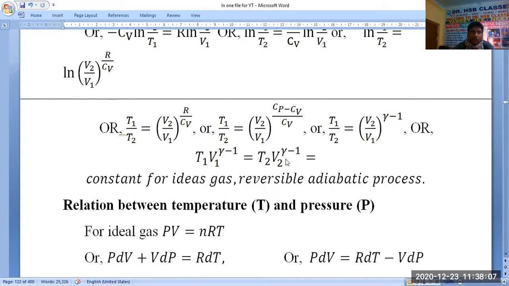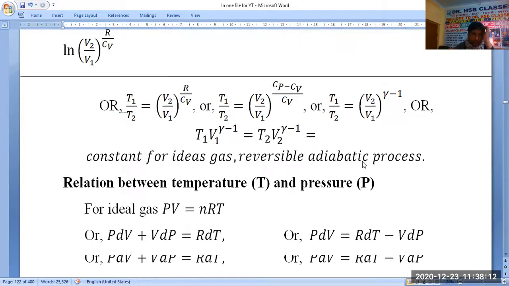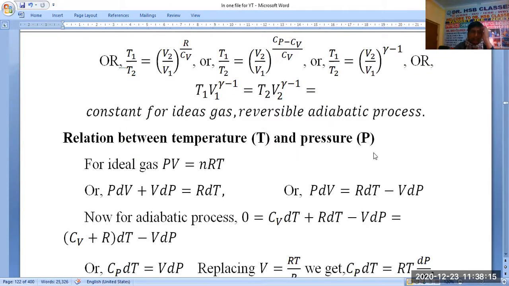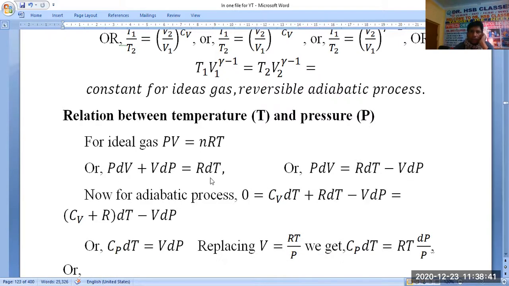So this is the very important relation, T V to the power gamma minus 1 equal to constant. Now the relation between temperature and pressure. Again for an ideal gas, PV equal to nRT, and for 1 mole of gas, PV equal to RT. If we differentiate both sides, then PdV plus VdP equal to nR dT. For 1 mole, n equal to 1, so PdV equal to R dT minus VdP.